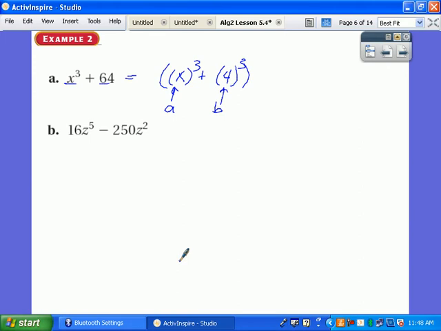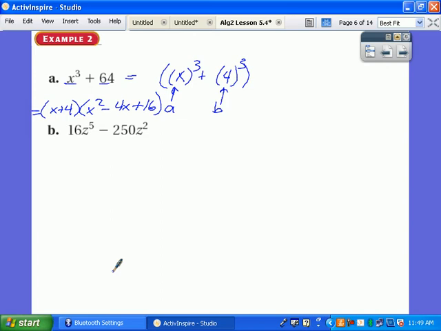And now I can apply the formula. And so the formula says, and maybe I'll try to squeeze it in over here, it says A plus B, so x plus 4, equals, or sorry, x plus 4 times a squared, so x squared, minus 4x plus b squared, which should be 16. And that is how that factors. That trinomial on the right-hand side will not factor any more. We'll never be able to factor that trinomial more. You don't have to worry about that.